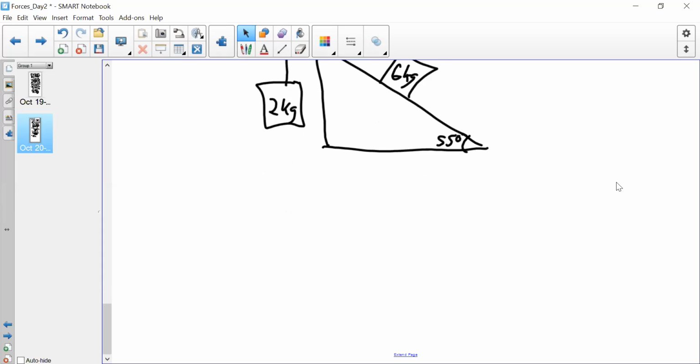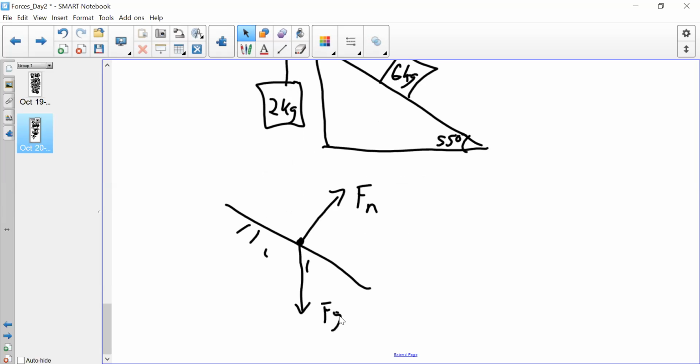Okay, so let's get the 6 kilogram free body diagram. The surface is at an angle, so the normal force is perpendicular from that surface. And then we have Fg off axis, because it's always going to be pointing straight down. Gravity, I don't care what you do, you tilt your ramp.